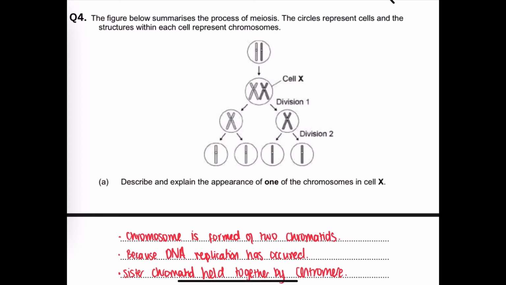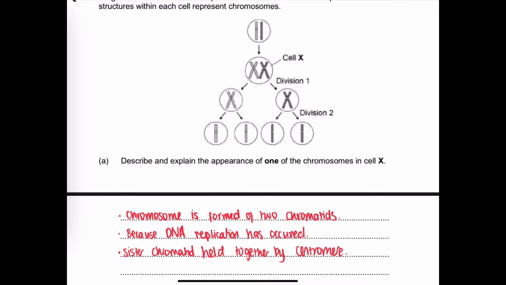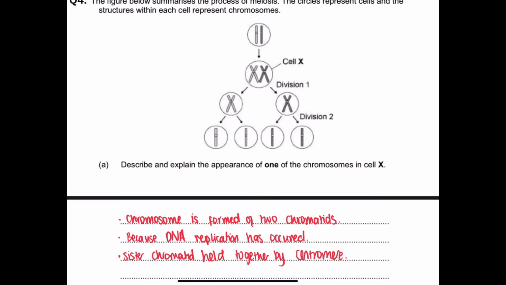Question 4, the figure below summarizes the process of meiosis. The circles represent cells and structures within the cell, the chromosomes. So describe the appearance of one of the chromosomes in cell X. You can see here these are 2 chromosomes, but we only need 1. So let's say we'll circle this one.